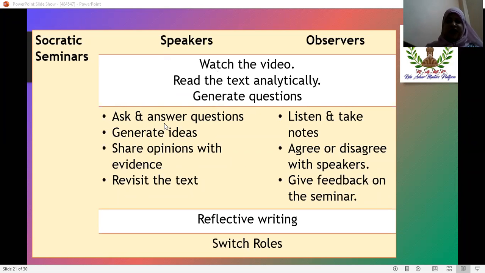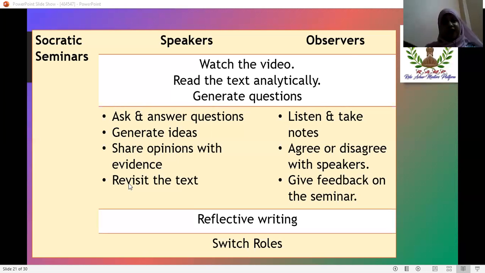For the speakers, what do they do? They ask and answer questions, they generate ideas, they share opinion with evidence. So if you say it's right or it's wrong, you must tell why. They revisit the text. And I mean by revisit the text, it's not a test of memory. So they can have the book or the text with them, but not the questions. So again, this is the task of the speakers. They ask and answer, generate ideas, and revisit the text several times.